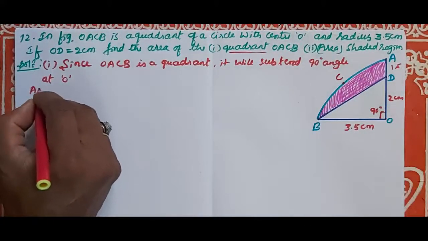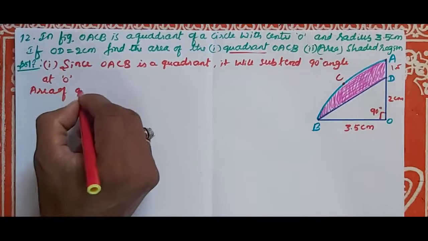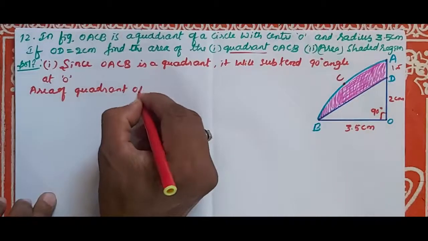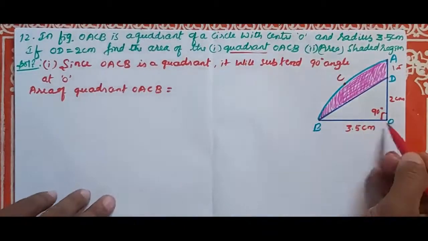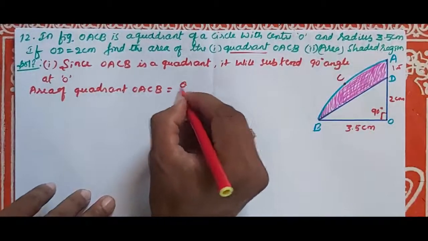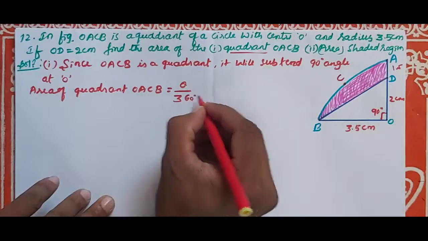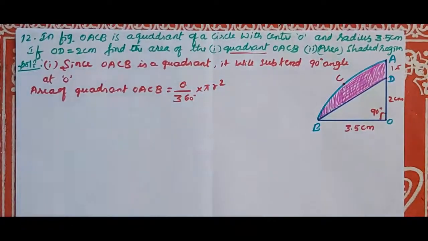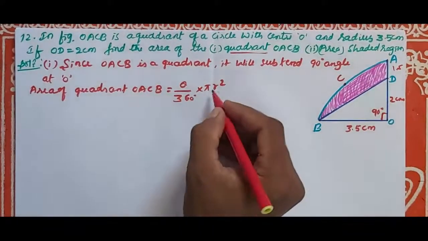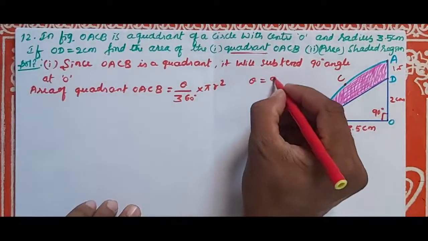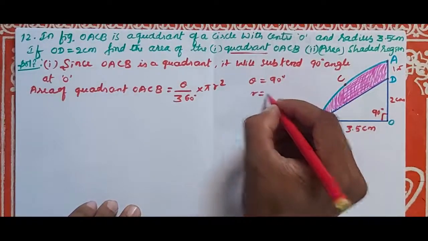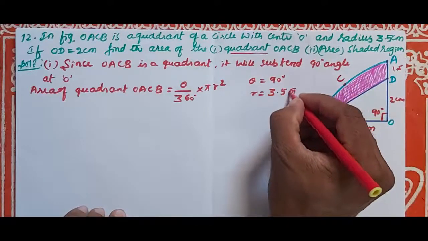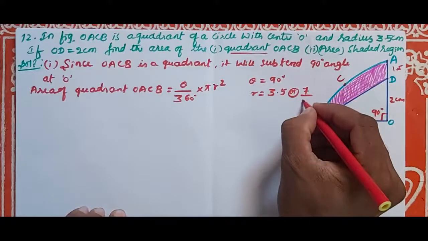First, area of quadrant OACB, which is equal to, what is the formula? That is theta divided by 360 into pi r square, because area. Theta by 360 into pi r square. Here theta is equal to 90 degree and radius is 3.5, which you can also write as 7 divided by 2.